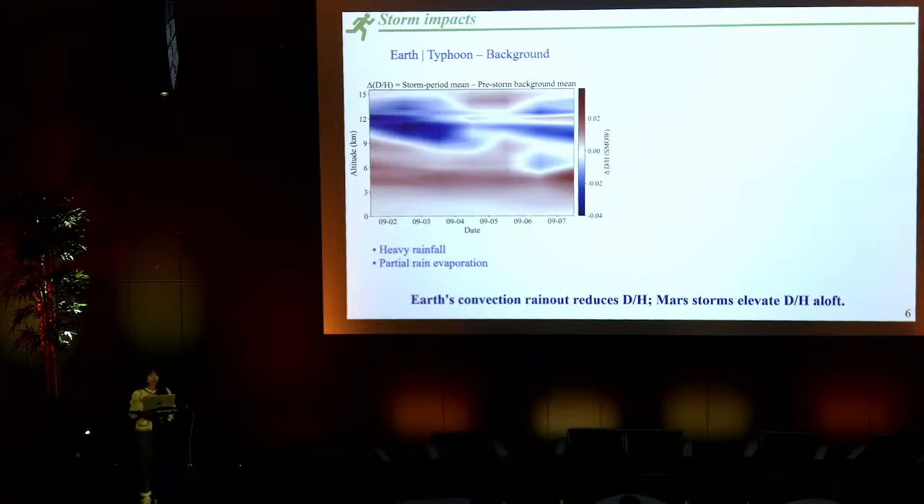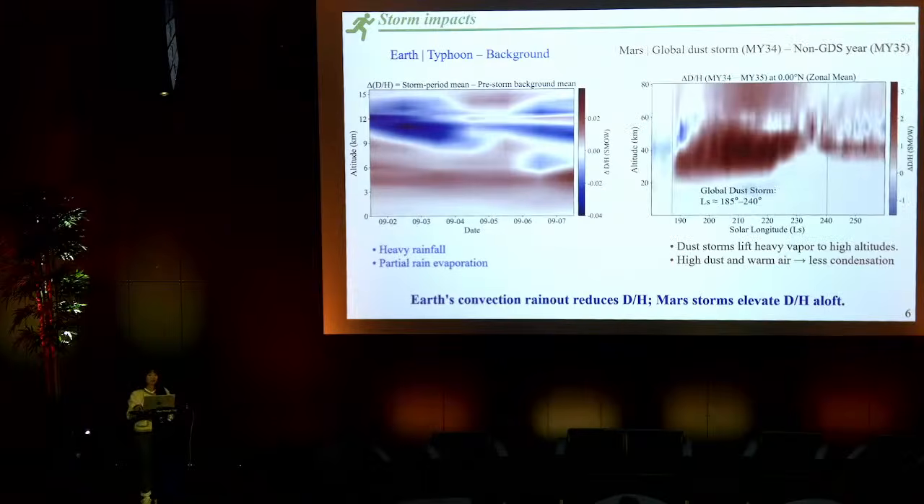But with rain evaporation, if it is just partial rain evaporation at the surface, the lighter isotope will diffuse faster, so it will deplete the surrounding vapor. On Mars, the D/H ratio in a global dust storm year is much higher than in a common year, showing positive values in their difference.